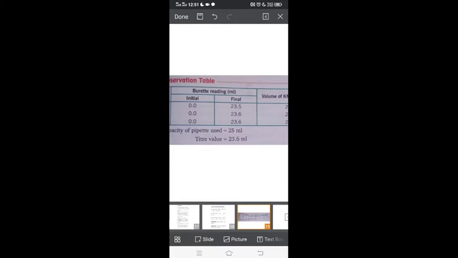Now children, when you are making this observation table, you can see here in the burette reading it is mentioned ml. When you write the ml at the top, you need not write ml every time. Like here we are writing the reading 0.0, so you will not write ml or cm cube every time. You have to mention only ml or cm cube once at the top, or when you are writing the burette reading. This is how you have to form the table.